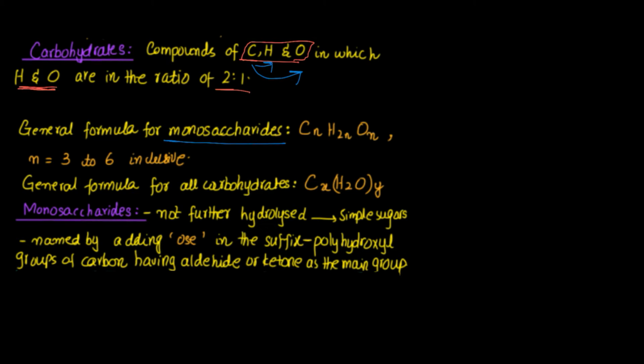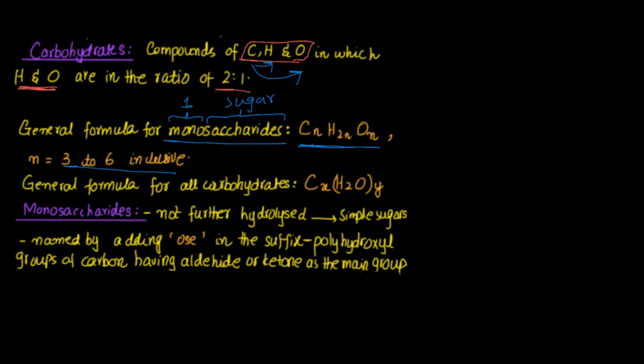Monosaccharides, this term suggests mono is one and saccharide refers to sugar unit. So that means one sugar, a simple sugar. They are also called simple sugars, and the general formula for monosaccharides is CnH2nOn, where n can be any integer from 3 to 6 inclusive. Now this is an important thing.